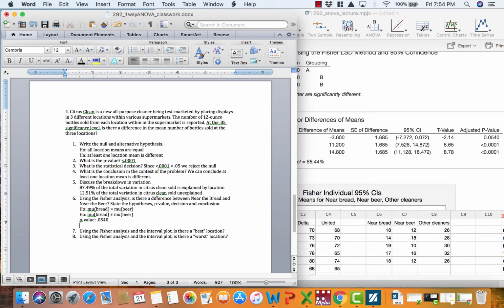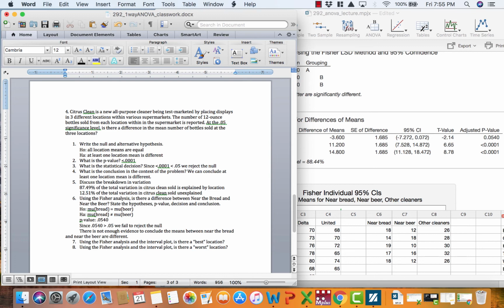What's our decision based on that? Since 0.0540 is greater than 0.05, we fail to reject the null. What's that mean? There is not enough evidence to conclude the means between near the bread and near the beer are different.